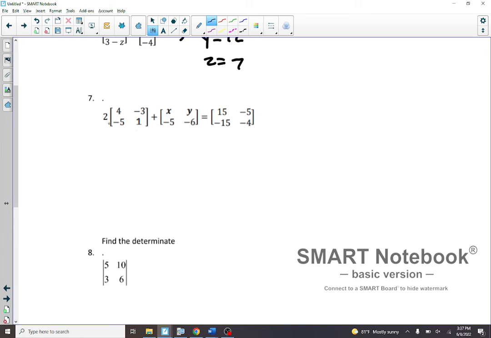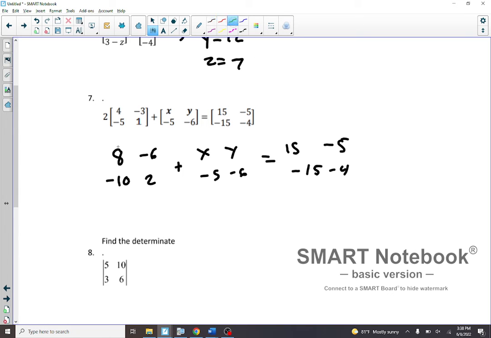Here, let's try to solve this. 2 to the 4th power. Let's first distribute. So 8, negative 6, negative 10, 2, plus x, y, negative 5, negative 6, equals 15, negative 5, negative 15, negative 4.